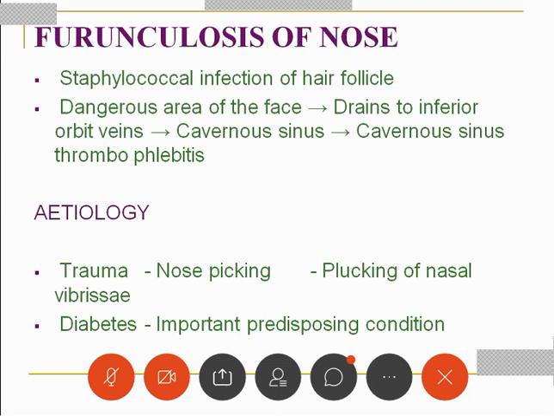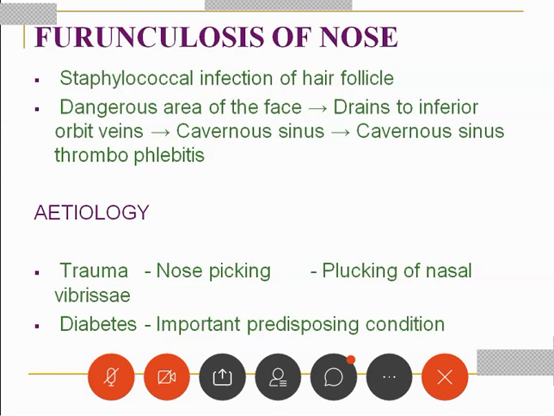Furunculosis of the nose. Furuncle, as you know, the tip of the nose mostly consists of sweat glands, and the vestibule of the nose consists of hair follicles. And these hair follicles can easily get a staphylococcal infection. The only concern with furunculosis of the nose is its dangerous area of the face. You know, the dangerous area of the face is the lower half of the tip of the nose and lateral cartilaginous portions of the nose along with the upper lip region.